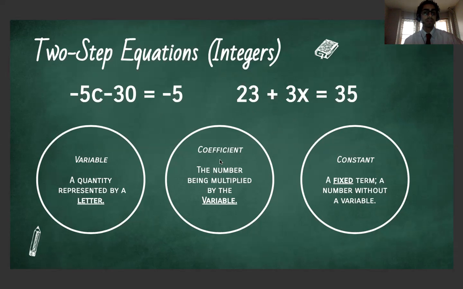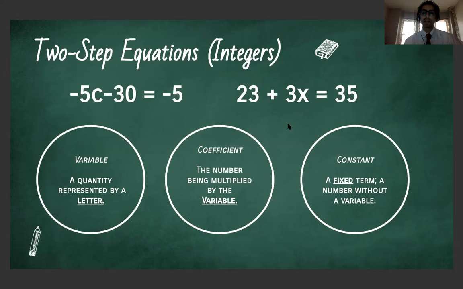The other term that we need to feel good about understanding is the coefficient. The coefficient is the number being multiplied by the variable. So over here, for this equation, we identified the variable as being what? C. The coefficient would be the number being multiplied by the variable. So what would our coefficient here be? -5. Likewise, over here, our variable was x. What would our coefficient be? 3. The reason 3 is the coefficient here is because that's the number that's being multiplied by the variable.